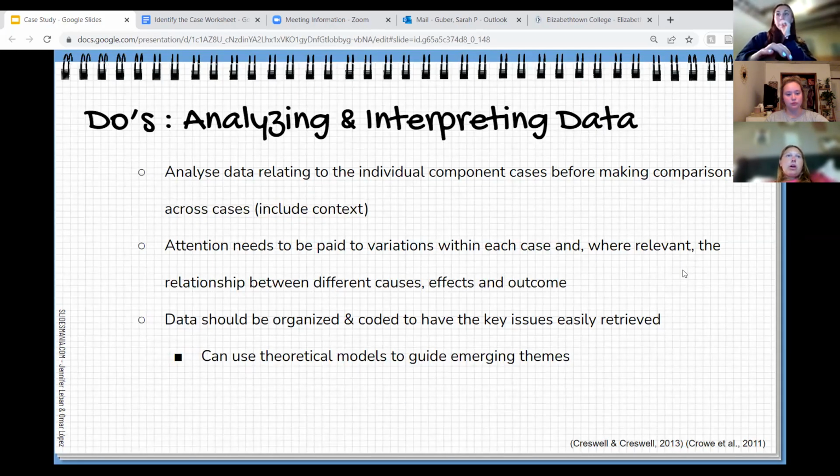So next, we will talk about the do's. Analyze the data relating to the individual component cases before making those comparisons across cases. You want to include context. Attention needs to be paid to variations within each case, and where relevant, the relationship between the different causes, effects, and outcomes. The data should be organized and coded to have the key issues easily retrieved. You can use those theoretical models to guide the emerging themes.